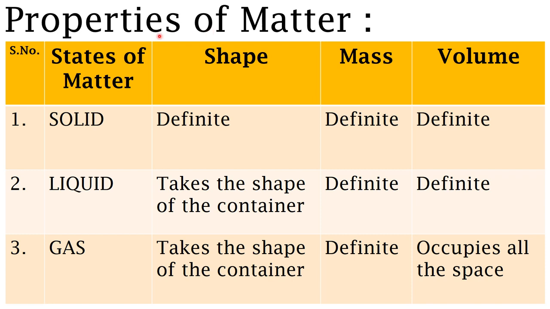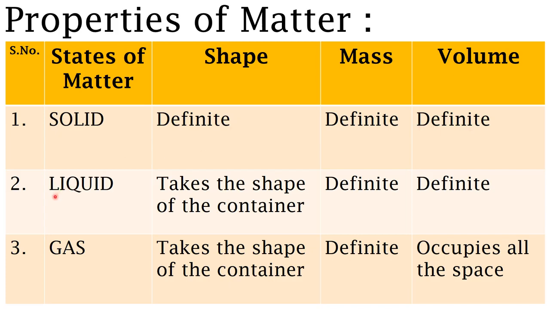I have summarized all the properties of the matter in this table. Let's start and reiterate all the properties. States of matter, solids, they have fixed or definite shape. Mass, again definite. Volume, definite.